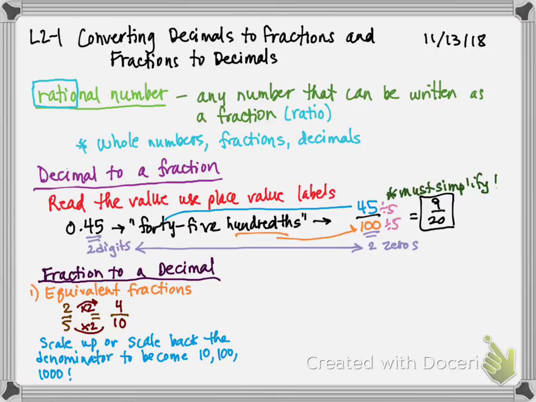So if this is 4/10, our answer is going to be 4/10 written as a decimal, so 4 in the tenths column. So that's one way to do it. Now, this strategy only works if our denominator can go into 10, 100, or 1,000. If it can't, then we're going to have to come up with another strategy.